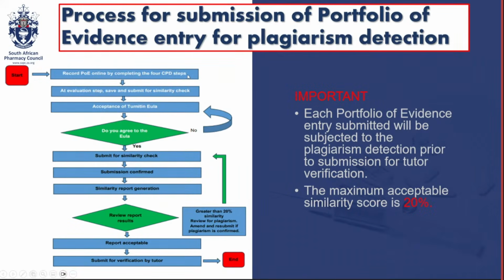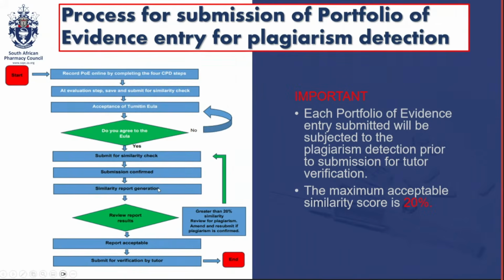After the intern has completed the first step of a CPD, meaning after they have recorded their activity on the SAPC secure site, at the evaluation step, which is the last step, the system will request them to save and submit for similarity check. After doing that, the system will further request them to accept the Turnitin EULA. They have to accept, because if they click no, it will take them back to the acceptance of the Turnitin EULA. Once they agree, or select yes, the system will then say submit for similarity check. This is where the intern will be able to submit, and then there will be another message to confirm the submission, and then the system will generate a report.